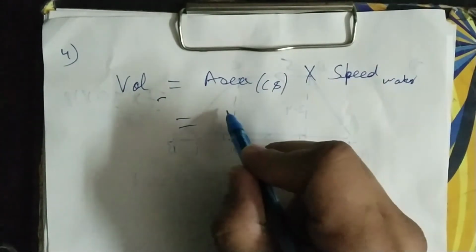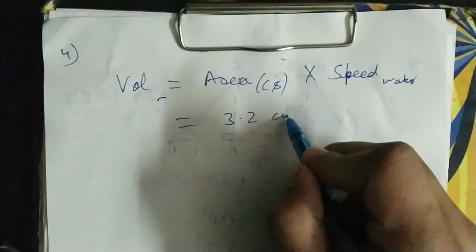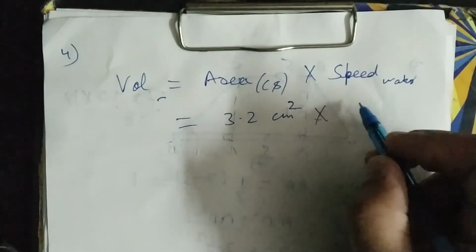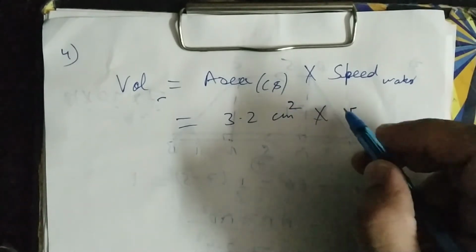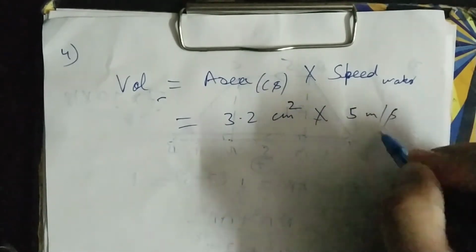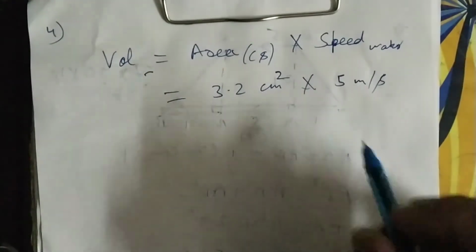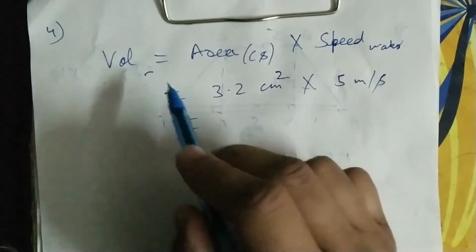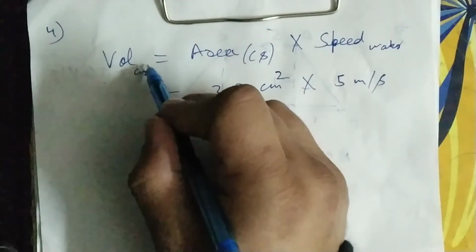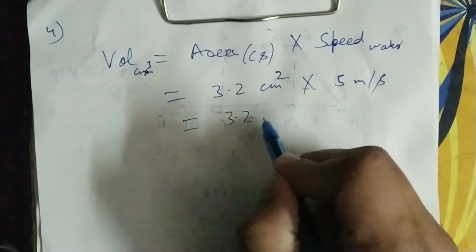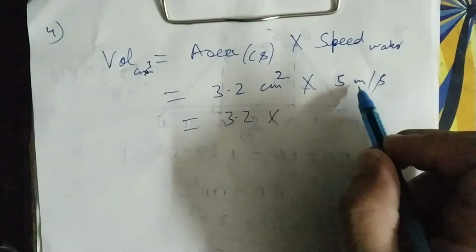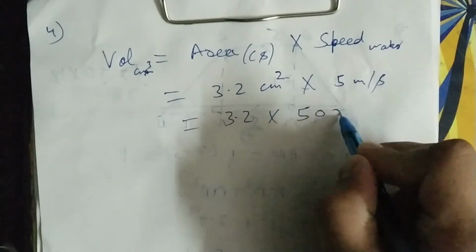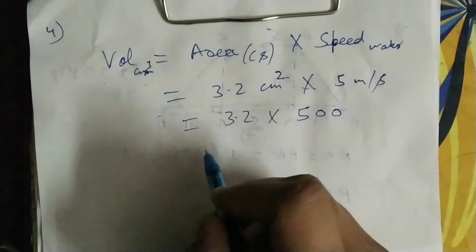So area is given 3.2 centimeter square and speed is given 5 meter per second. Now this is in centimeter square and we also have to find the volume in centimeter cube. So we will not change this, but this is 5 meters. So how many centimeters in 5 meter? 500. So we have just changed this.